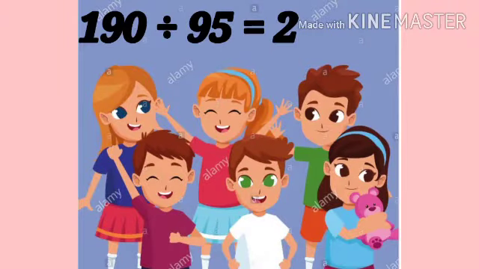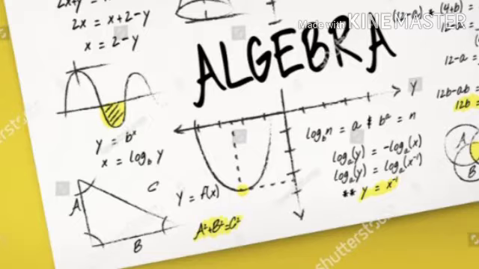That is, the total amount divided by the number of chocolates gives the price of one chocolate. That is, 190 divided by 95 gives 2. Let us learn more about this interesting branch of mathematics, which deals with the methods of finding the unknown values.